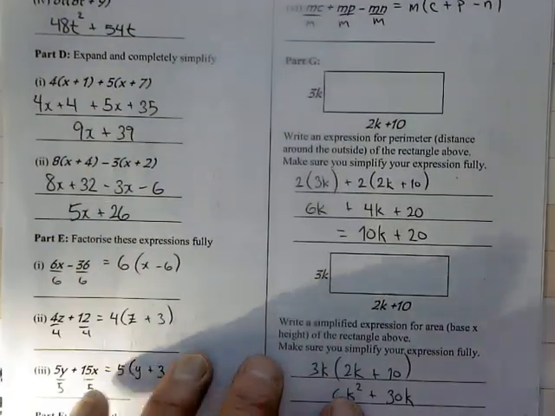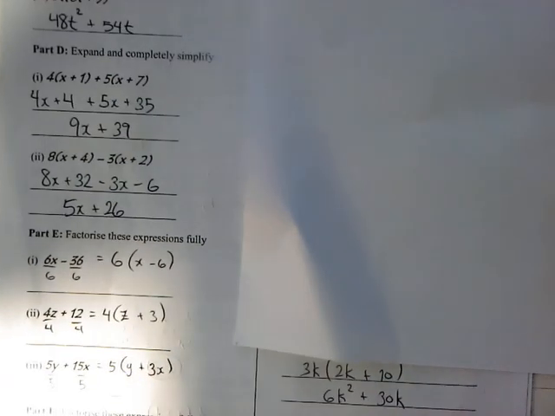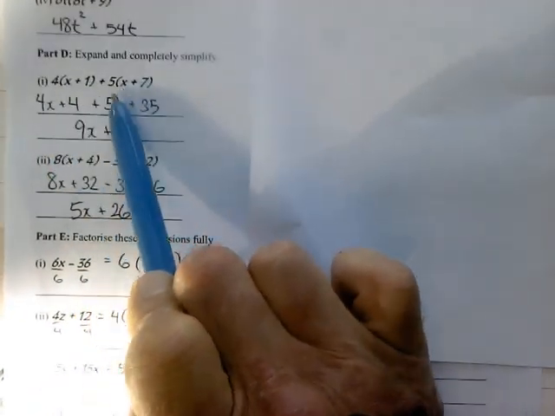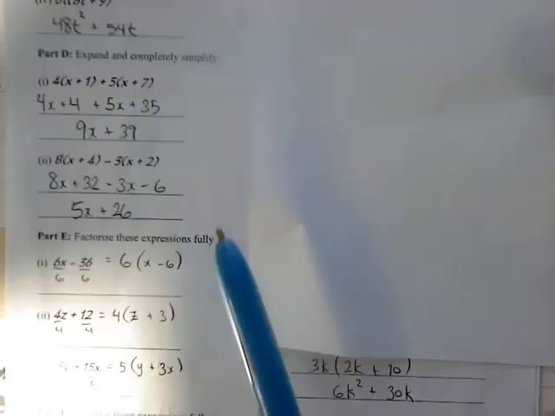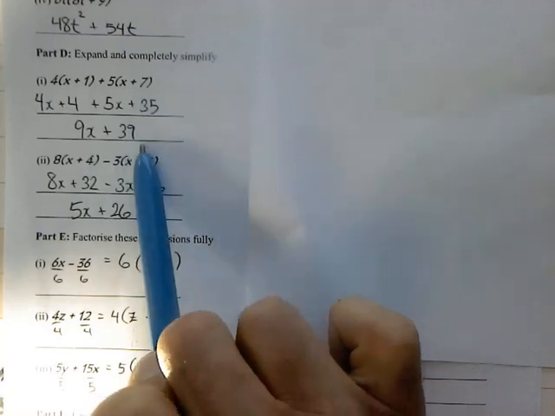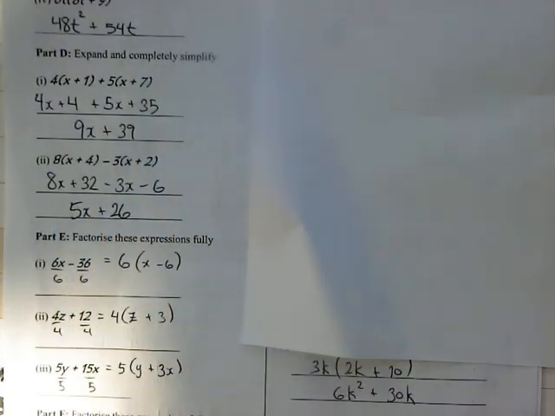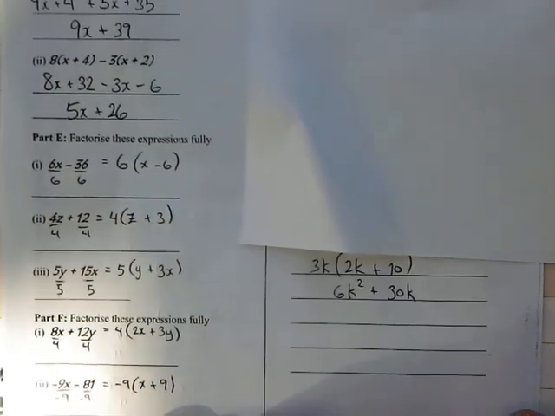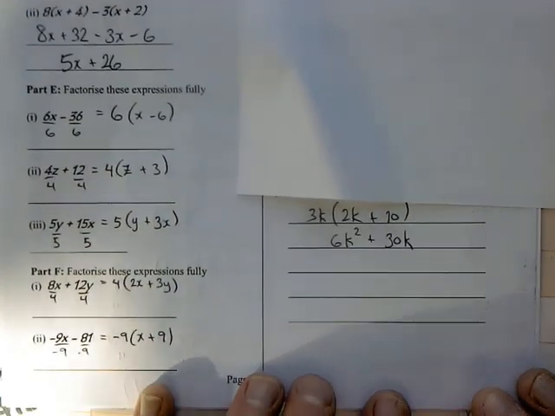Next part, D. For part D, we are again expanding and simplifying and then combining like terms. 4x plus 4, 5x plus 35, 4x plus 5x gives 9x, and 4 plus 35 gives 39. Similar problem there. You're also going to be responsible for the opposite of expanding brackets, which is known as factorizing.